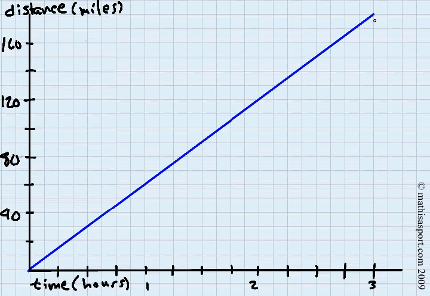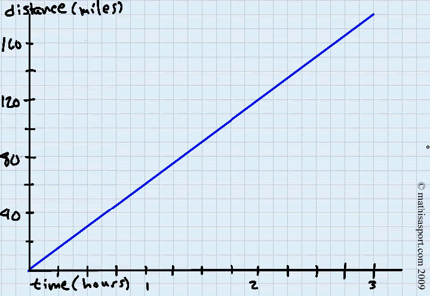So this graph simply represents the position as measured in distance from my house, the position I'm at any given point in time. And we can read off from that. Let's see, after an hour, where was I? Well, I've gone 60 miles. After 2 hours, I'd gone 120 miles. And after 3 hours, I'd made it to my grandparents' house.